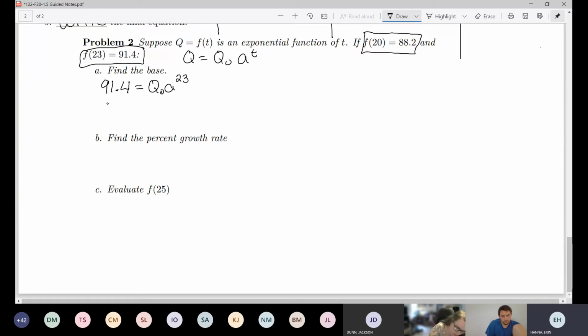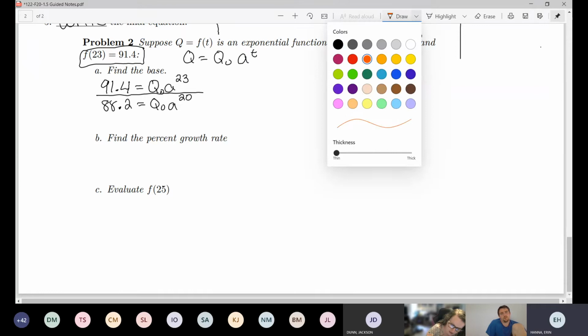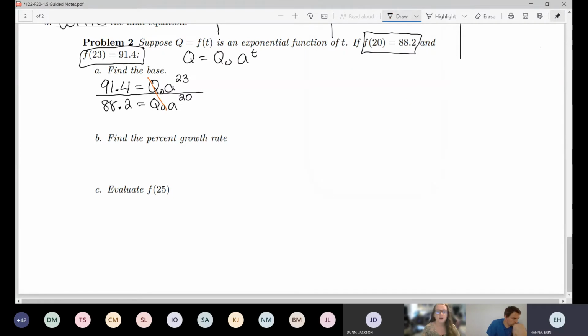And then the other point would be 88.2. Don't know what Q naught is. Don't know what A is. T is 20. And so we're dividing these two equations, which again, the point of doing that is to have these Q naughts cancel out because we have 2 unknowns and we can't deal with that. So we get those Q naughts to cancel out.